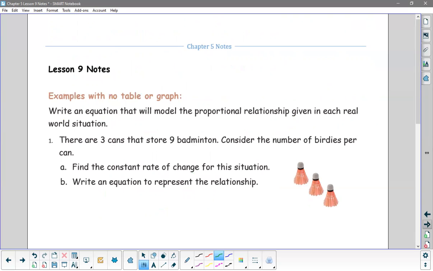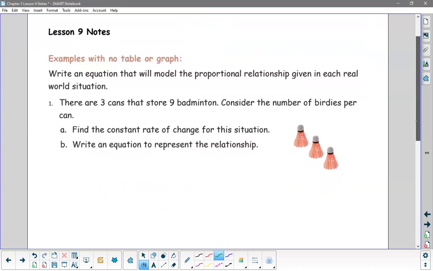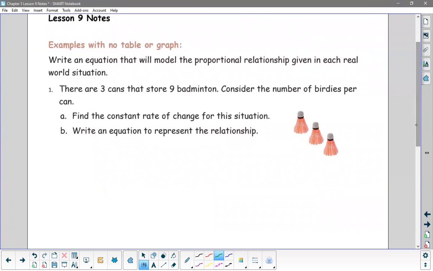All right, so now we are talking about the great sport of badminton, everyone's favorite Olympic sport, right? All right, so this one's an example with no table or graph. It's just a word problem. Let's see what kind of problems this presents us. So it says, write an equation that will model the proportional relationship given in the real world situation.